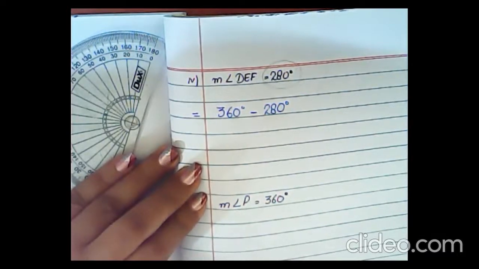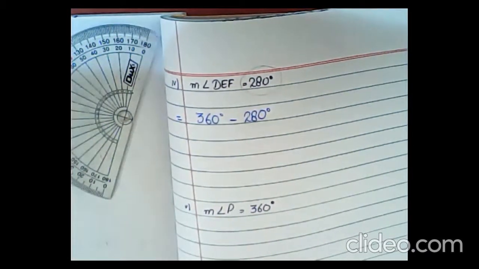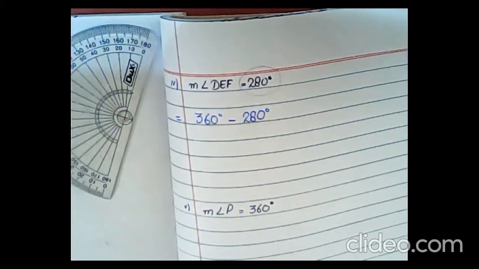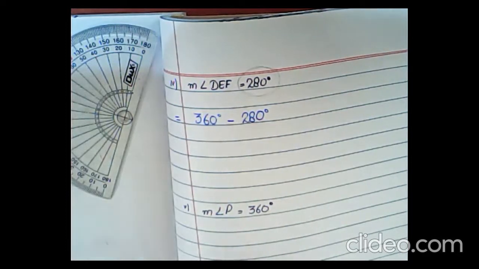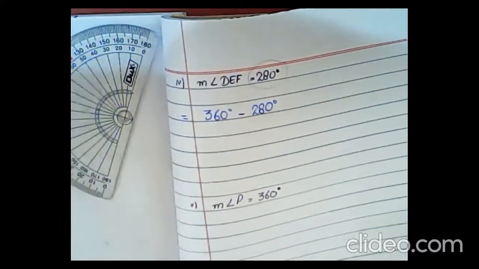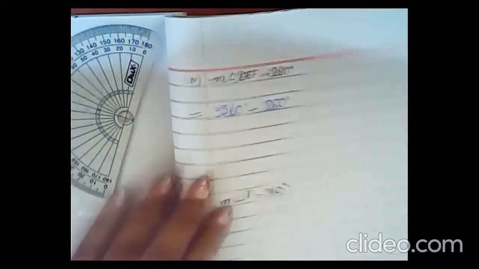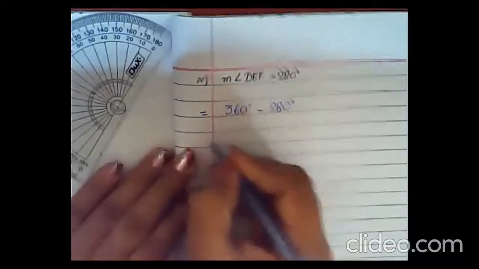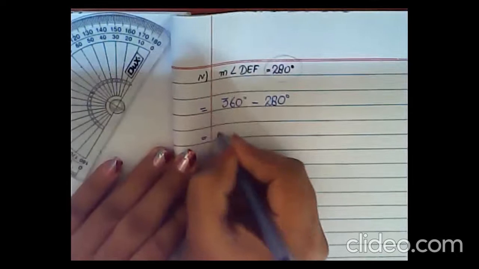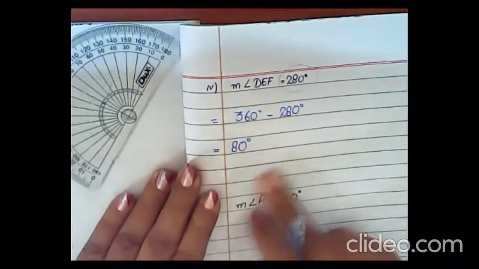Write down the answer in the chat box. 280. Beta, 360 minus 280. What will it be? Yes, Meera Wakar, you are right. It will be equal to 80 degree.